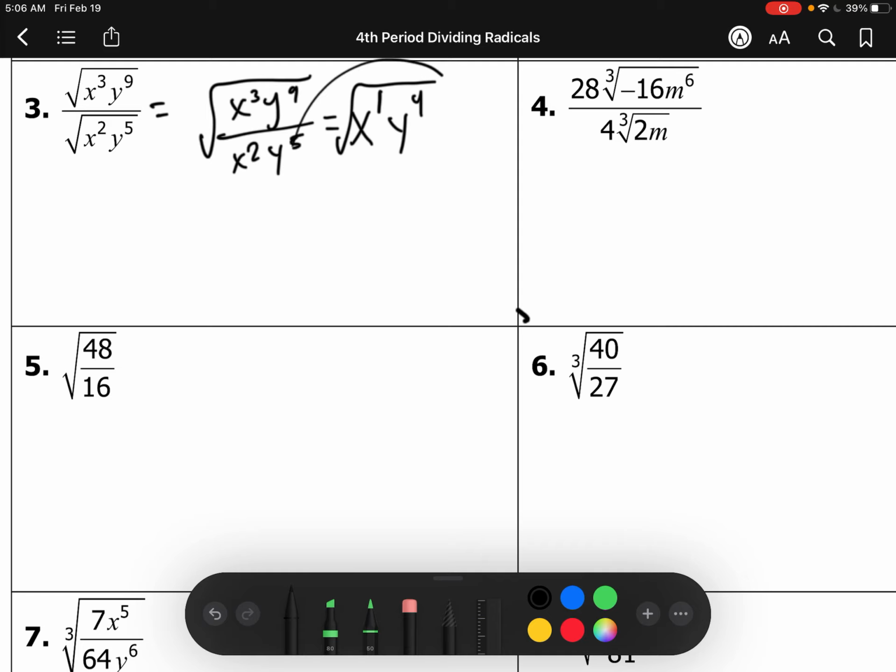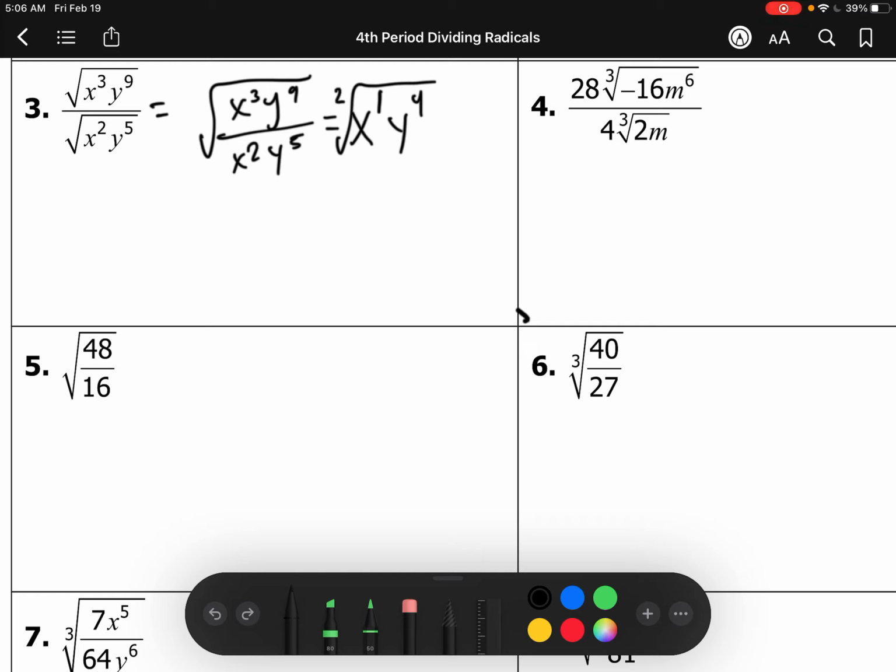Now to simplify this radical right here, you can take the square root of y to the fourth power, right? When you're taking the square root of a variable raised to an exponent, or the third root or the fourth root or the nth root, any root, you're going to look at your index, and you want the exponent on your variable to be a multiple of that index. Here, 4 is a multiple of 2.